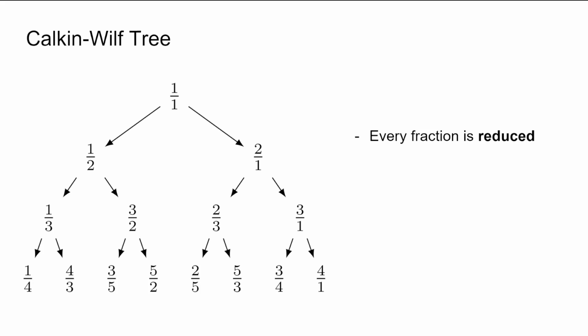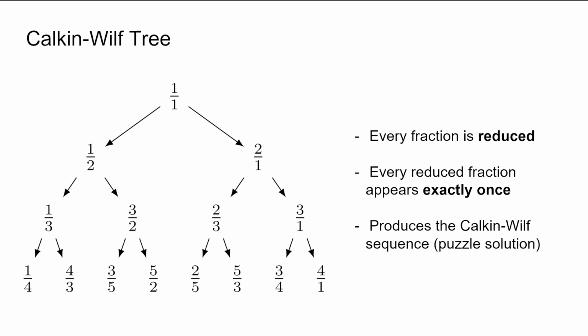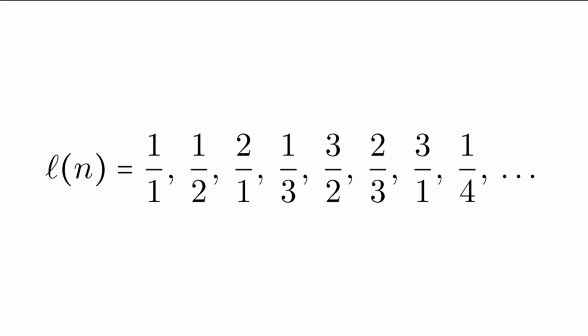This tree has two special properties. First, every fraction in the tree is reduced. In addition, every possible reduced fraction will appear somewhere in the tree. Because of this, if we read off the tree one row at a time, the list of fractions will be a solution to our puzzle from before. This list is called the Calkin-Wilf sequence.